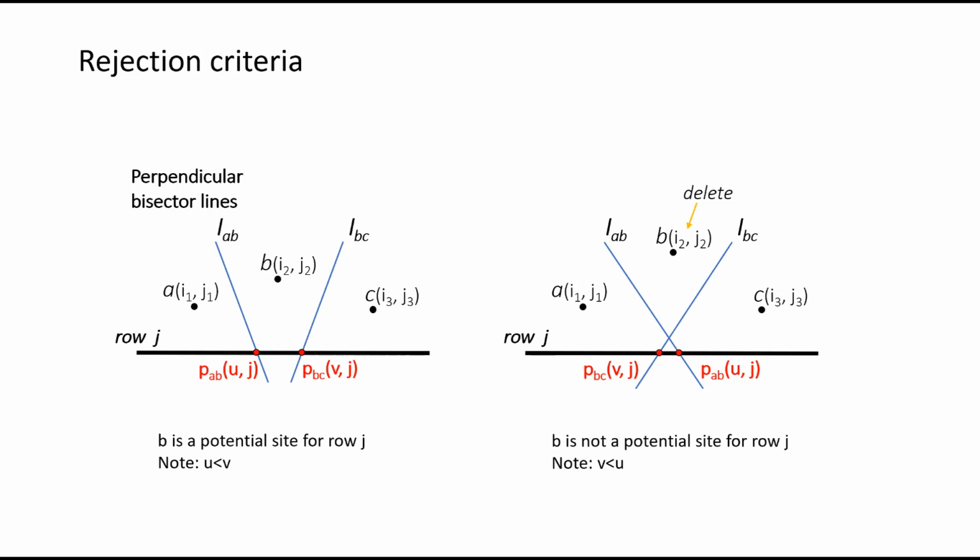First, we consider the rejection criteria for the sites. For any three consecutive Voronoi sites, we find the two consecutive perpendicular bisector lines as shown. These lines will intersect with the row J with coordinates u and v. As shown in the left diagram, for B to be closest to points on J, u must be less than v. If, as in the right diagram, the intersections with the row are the other way round, then B cannot be the closest site for points on J and it can be deleted.